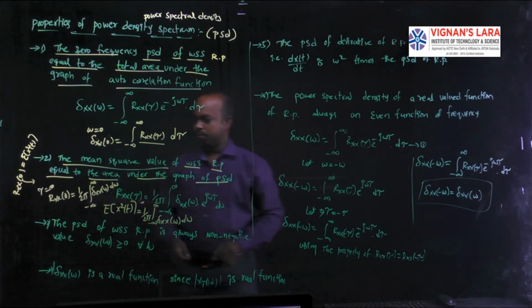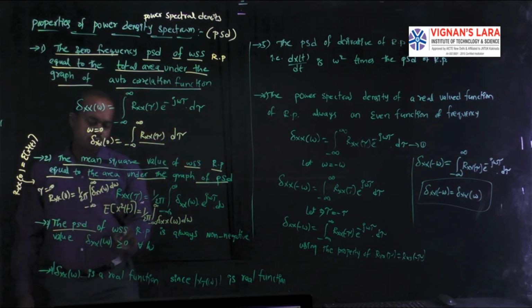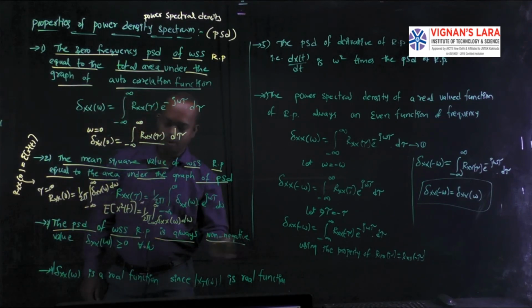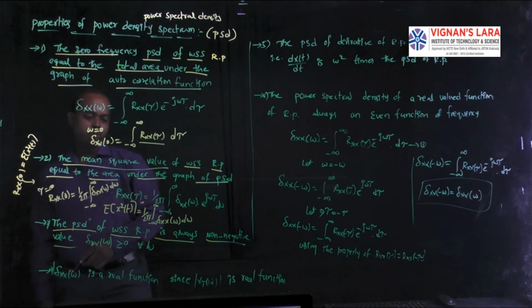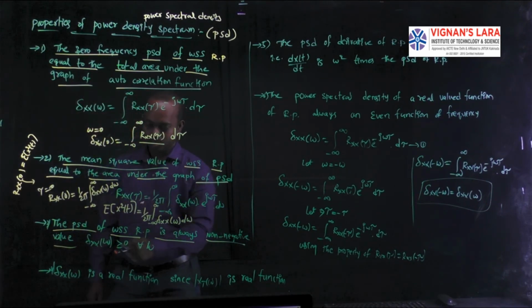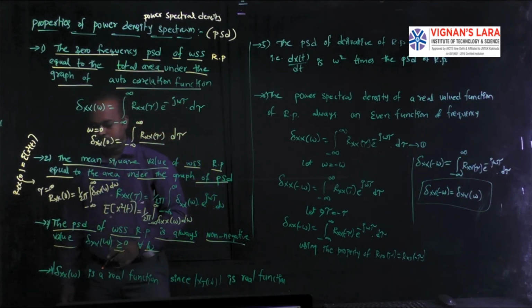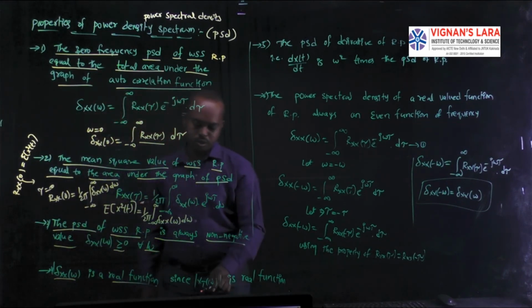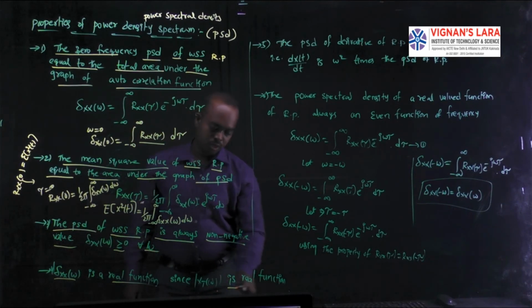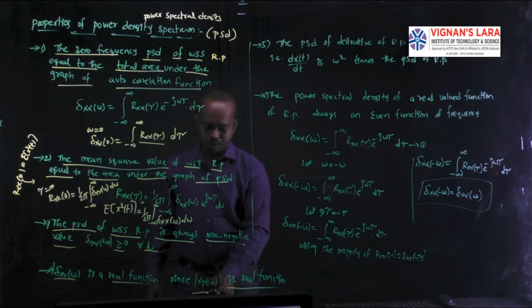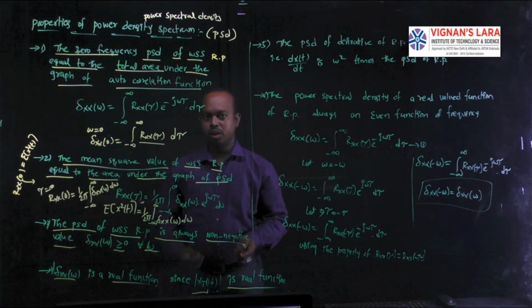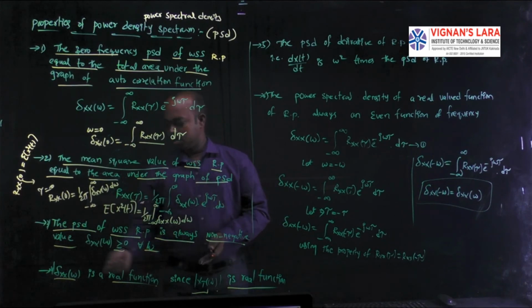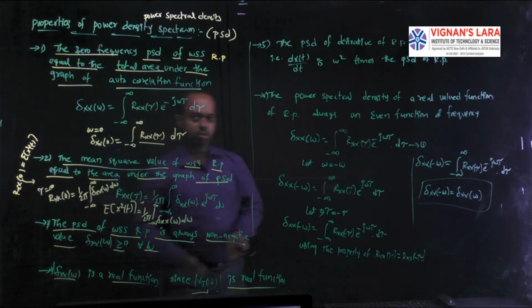Now coming to the third one. The power spectral density of a WSS random process is always a non-negative value. Already we are seeing this value: it is always greater than or equal to 0 for all values of omega. Now you can see the fourth property. S_X(omega) is a real function. Since the modulus of X_T(omega) is also a real function, the basic parameter of a random process in frequency domain representation is real. That's why the value obtained for the power spectral density is also a real function.